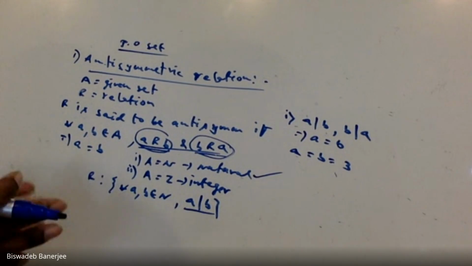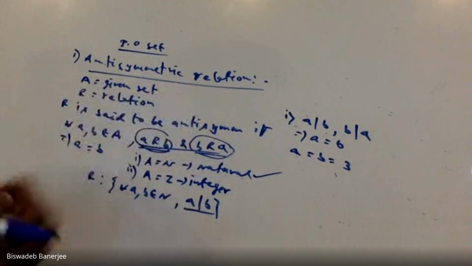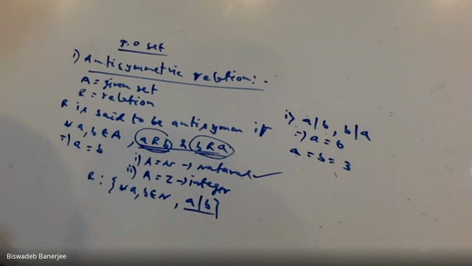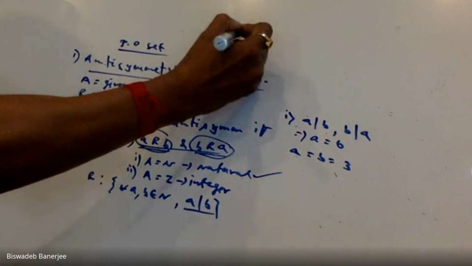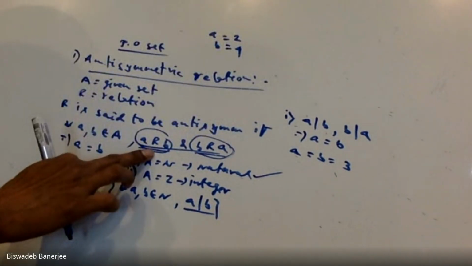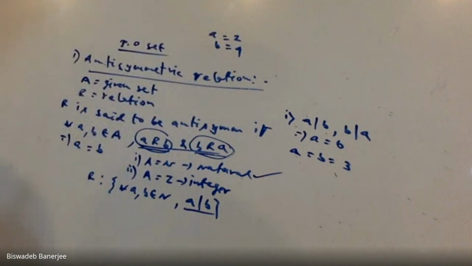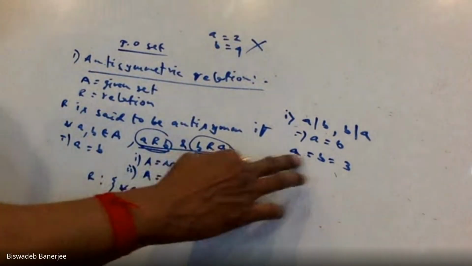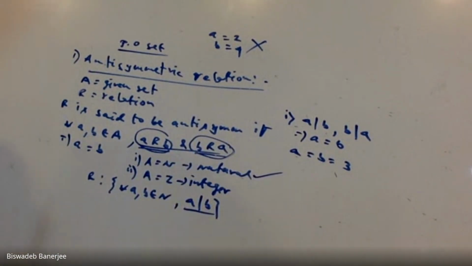Because if A is in a relation with B, B also is in relation with A. So if we take A equal to 2 and B equal to 4, here 2 divides 4. So this criteria is satisfied, but 4 does not divide 2. So this criteria is not satisfied. That means you can't take the elements like this. You must take the elements where A is equal to B. Clear? So you see that this is an antisymmetric relation.